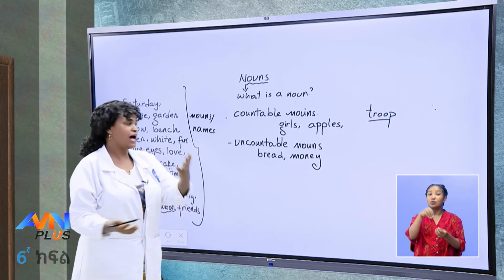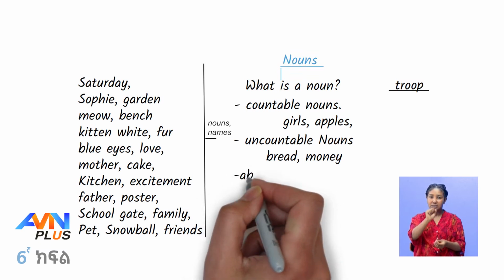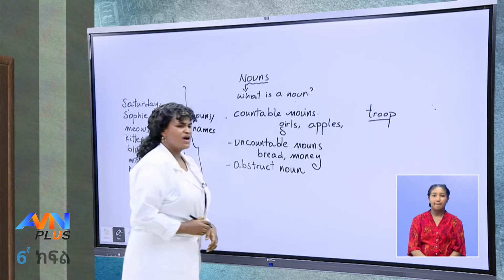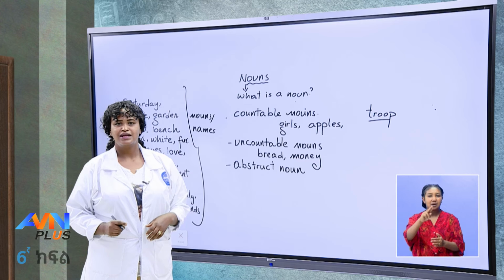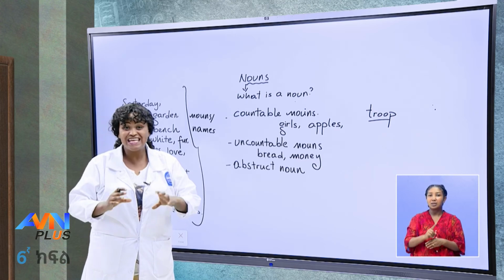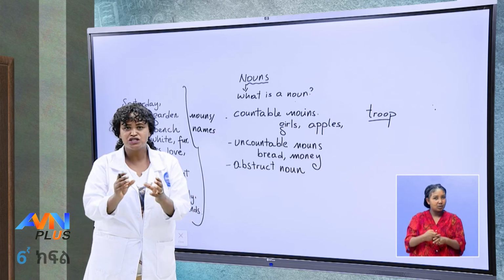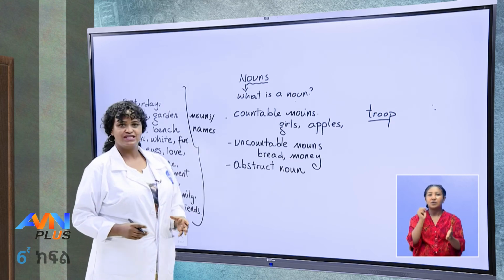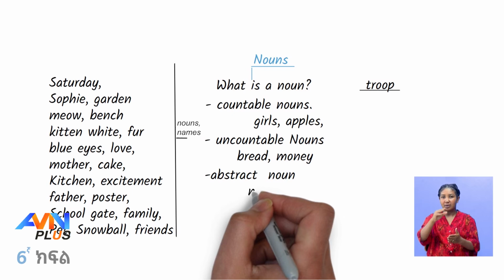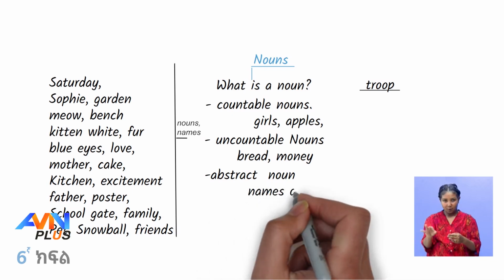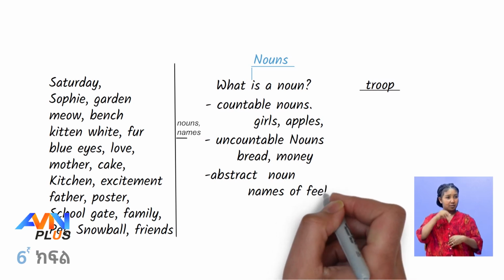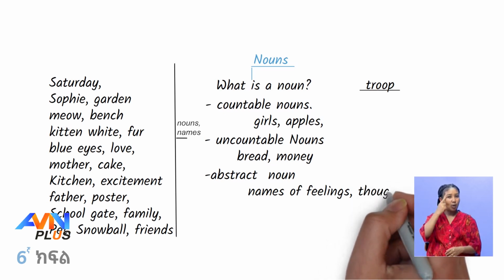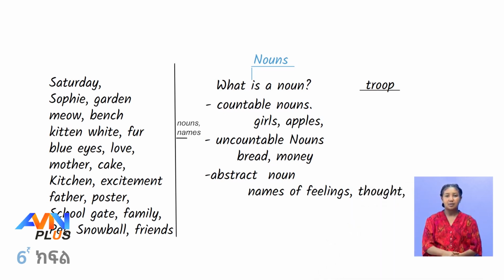Let's see. There is also abstract noun. What does it mean when you say abstract? Abstract means something which is not easily identified. You cannot simply just see and say this is this. Like for example, these abstract nouns are names of feelings, for example, thought. Yes, these are the names of feelings.